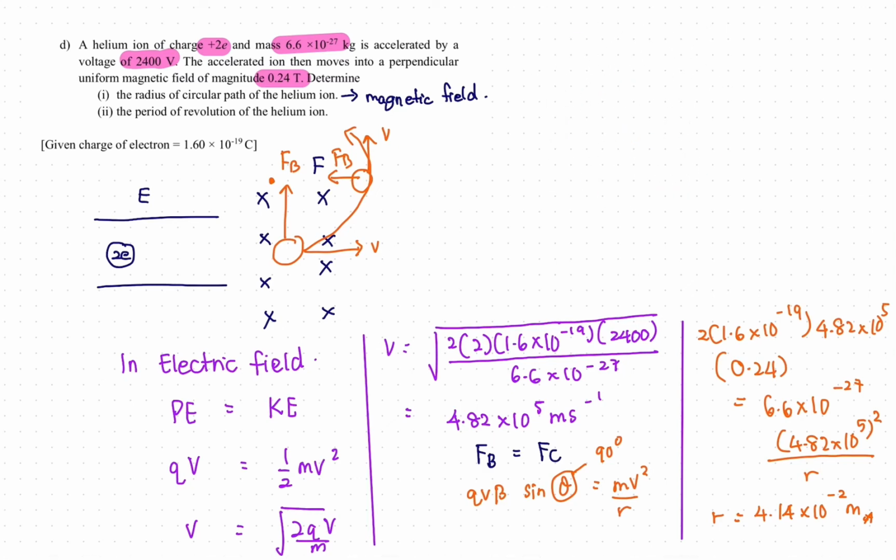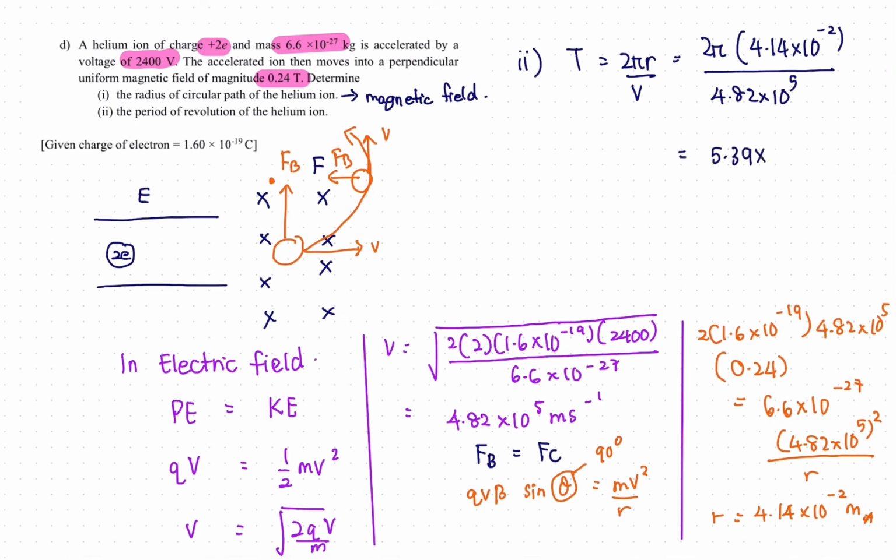Okay, for the second part, the period of revolution of the helium. The period equals 2 pi r over v. So 2 pi times the radius that we got before, 4.14 centimeters, over the velocity. So it is actually about 10 to the power of negative 7 seconds. Okay, that's all.